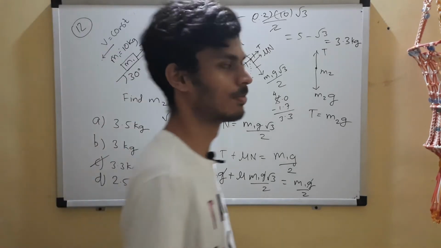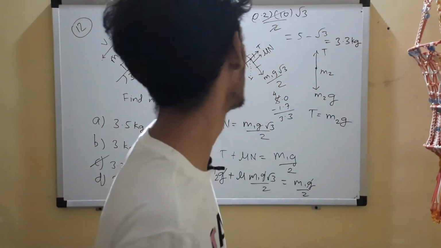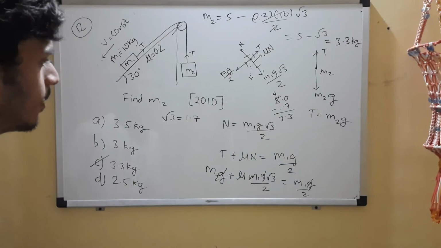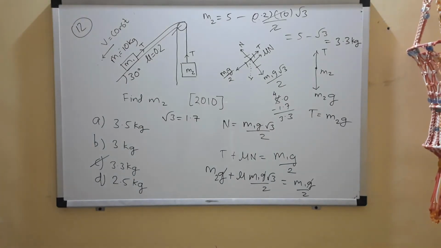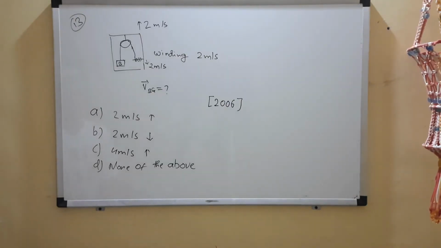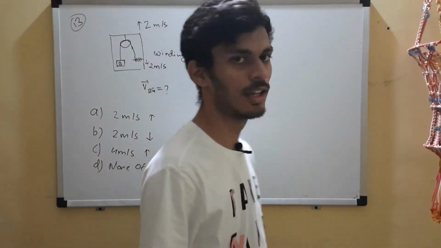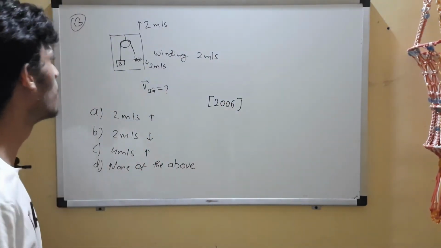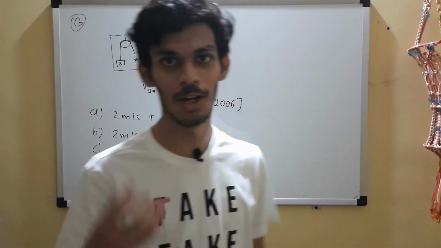So based on equilibrium, the question was based on equilibrium. Let's move to the next question now. Question 13 over here, it's an old BITSAT question. In this you have a composition of relative motion along with your constraint motion.